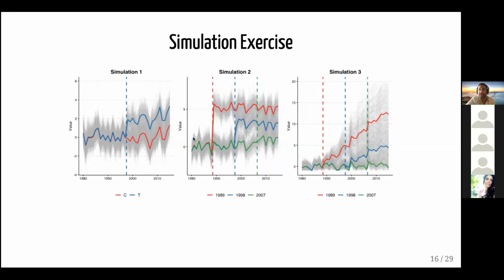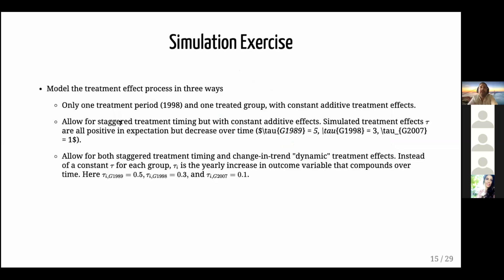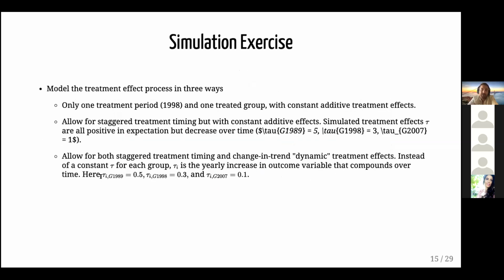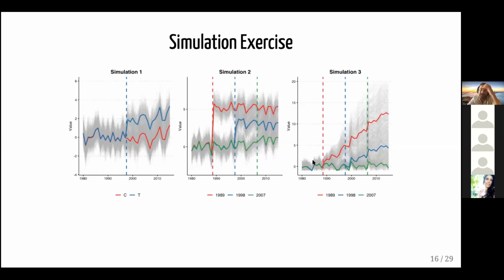Just to clarify, the trend is different also in the two treated units in the last simulation. Sorry, say that one more time. The trend is different in the two treated units in the last simulation. Yeah, so what I was saying was, for this one, the earliest treated units get the largest treatment effect. So you'll see this red jump is much bigger than the blue jump and then the green jump they get at the very end. And same for this one. There are going to be three different tau i's, right? So it's 0.5, 0.3, and 0.1 for the treatment groups. So the early treated group still gets a higher trend shift than the later treated units.